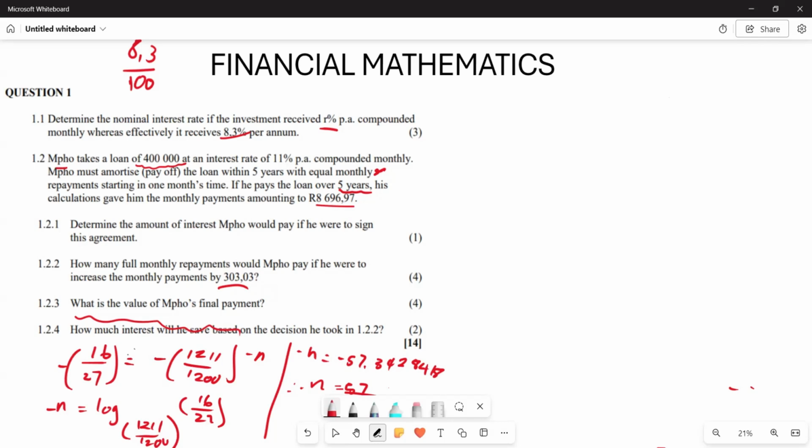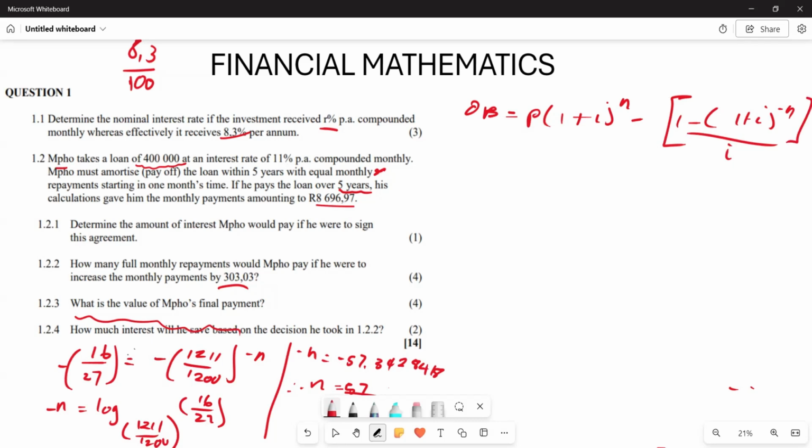So now, what is it that you're going to do? We are going to say our outstanding balance formula is given by P into 1 plus I to the power of n, subtract 1 plus I to the power of negative n, over I, then you close your bracket here.